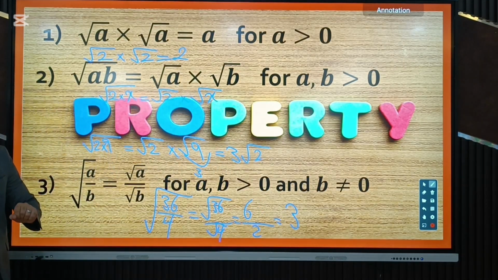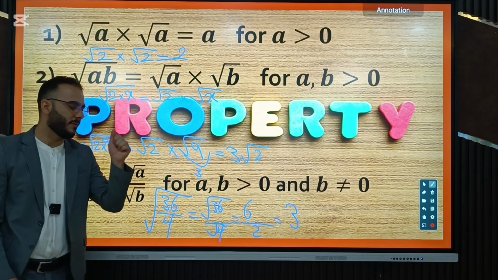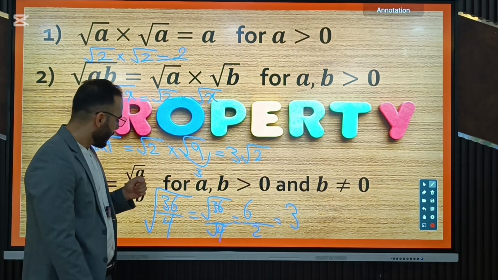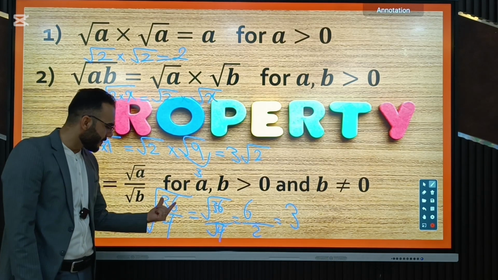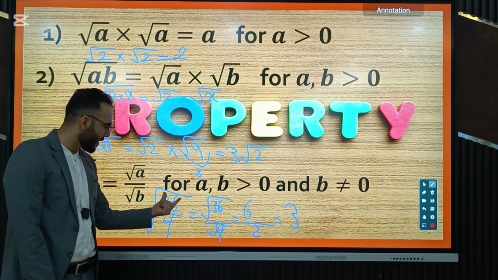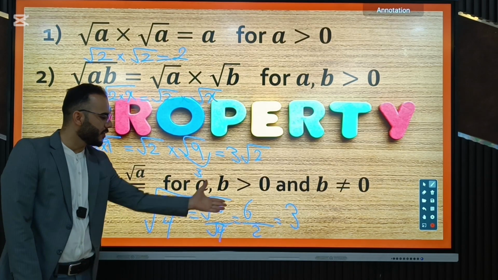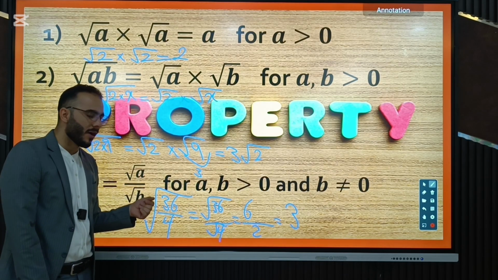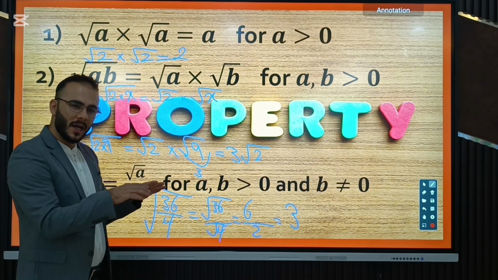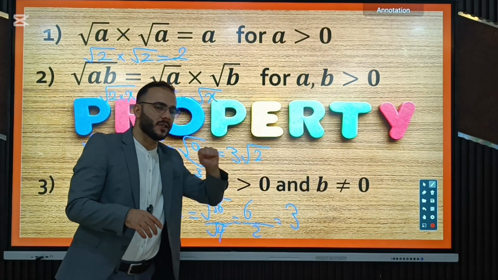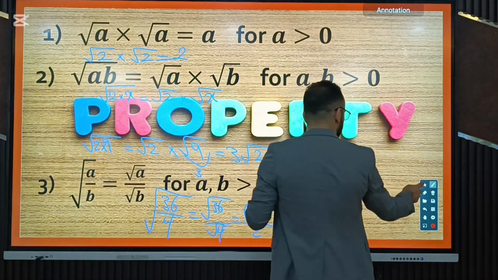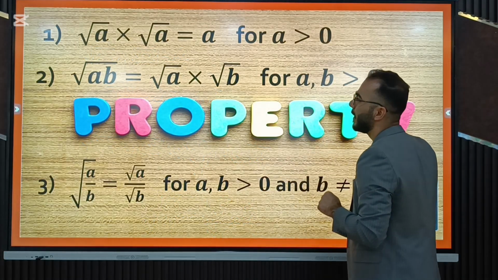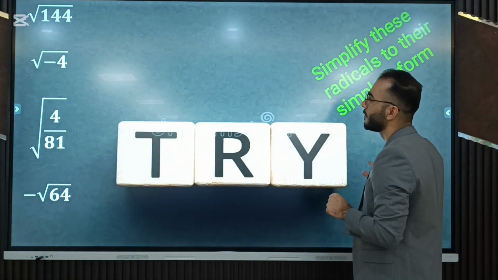According to this property, be careful, b should not be 0, because if it is 0, it's going to be undefined. Alright. And then we have something else. You can also divide inside and get rid of this part. 36 divided by 4 is 9. So directly the square root of 9 is 3. Perfect. That was about the properties of square roots.